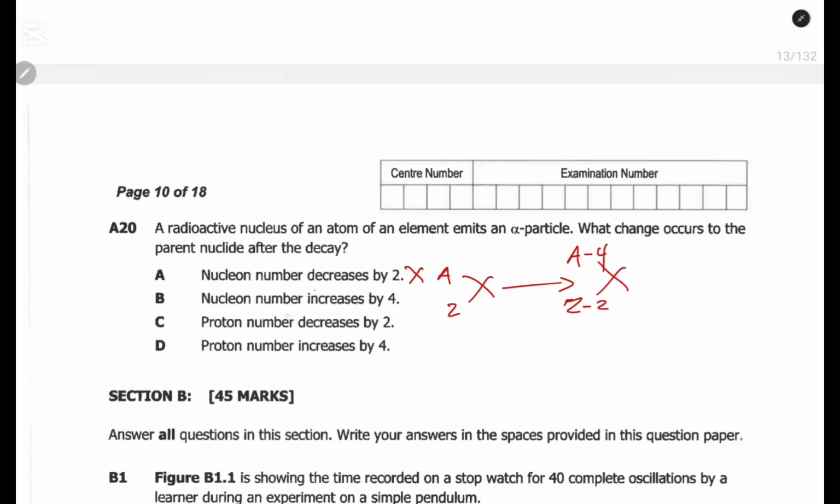Nucleon number decreases by 2? No. Mass number increases by 4? No, it has to decrease by 4. Proton number decreases by 2? Yes, proton number decreases by 2. Proton number increases by 4? No. So therefore the answer is C.